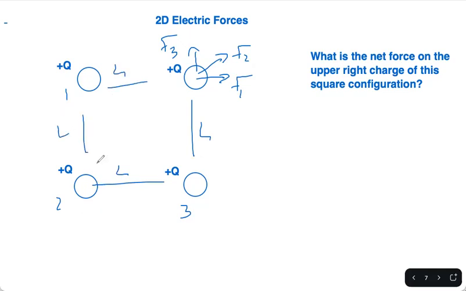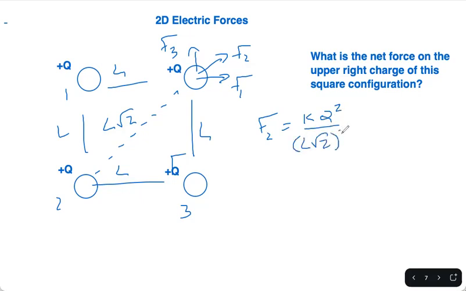Well, if it's L, then the diagonal, if you recall, is going to just be L root 2. That's just doing Pythagorean theorem. L squared plus L squared equals the diagonal squared, and you solve, you end up with L root 2 for that distance. So force 2 is going to end up equaling KQQ over (L root 2) squared. So that'll be KQ squared over 2L squared, and it's at a 45-degree angle.